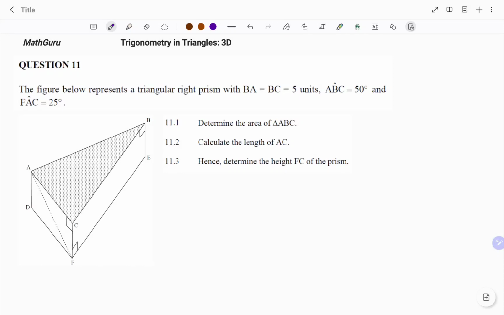In this video, I'm going to show you how to solve the following trigonometry in triangles for 3D revision question.